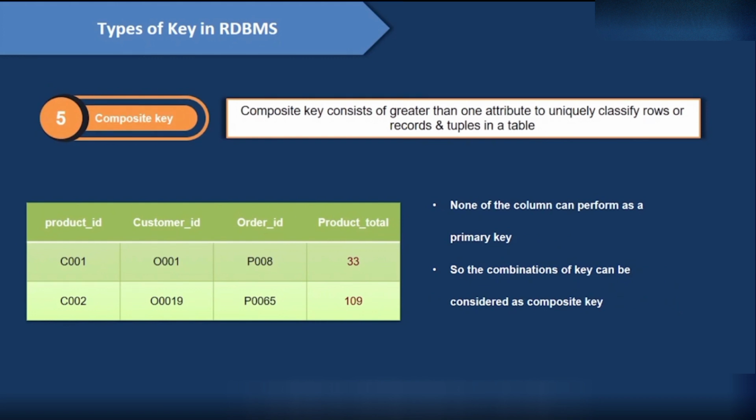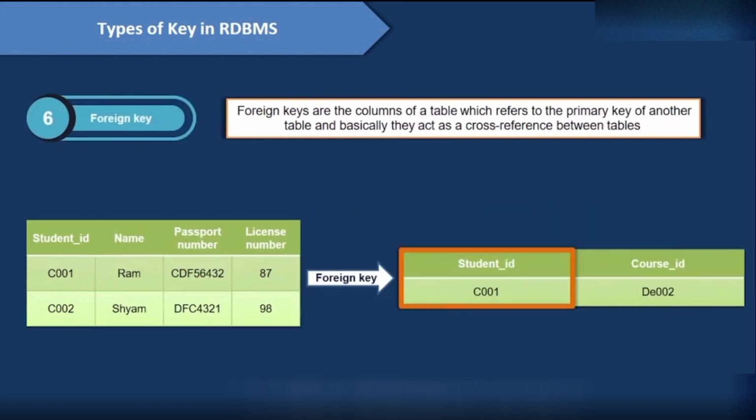Now let's have a look at what is a composite key. A composite key consists of more than one attribute to uniquely classify rows, records or tuples in a table, right? So none of the columns can perform as a primary key alone, so the combination of keys can be considered a composite key, right? So these are the concepts we already know. Now we will look at the last concept.